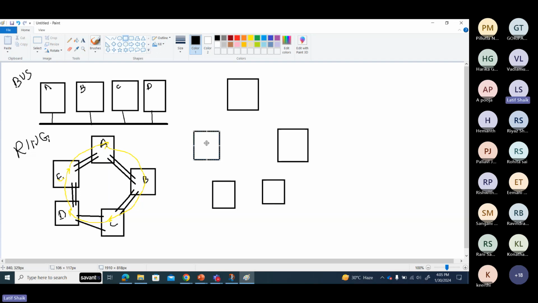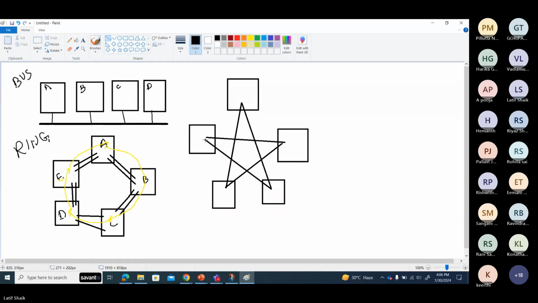In this ring topology, I connected one device to another device, that device is connected to another device, and that one to the next device. The last device is connected to the first device. It forms a ring. But this is another topology: one device is connected to all other devices. For example, I have A, B, C, D.